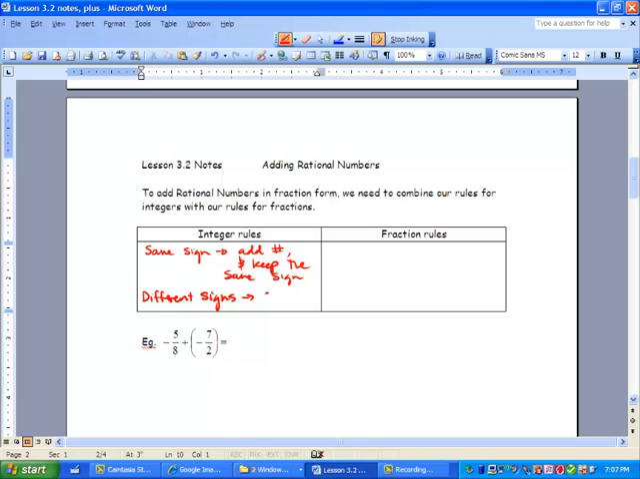If we have different signs, we subtract the largest from the smallest, and we keep the sign of the largest.